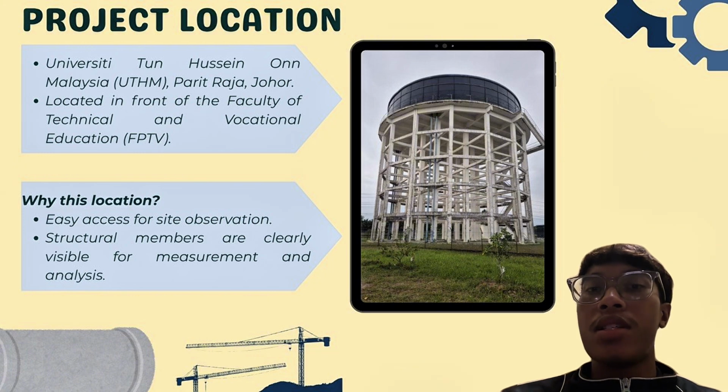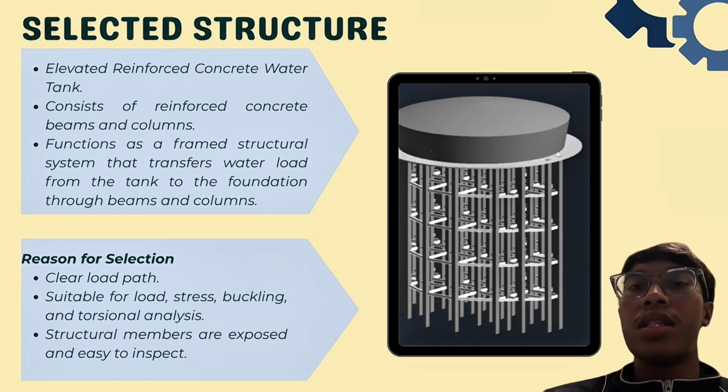Our selected structure is located at Universiti Tun Hussein Onn Malaysia, UTHM Parit Raja Johor, specifically in front of the Faculty of Technical and Vocational Education, FPTV. This location was chosen because it provides easy access for site observation and data collection. In addition, the structural members such as columns and beams are clearly visible, allowing accurate measurements and analysis to be carried out. The selected structure is an elevated water tank, which provides a practical case study for applying mechanics of materials concepts such as load transfer, stress analysis, buckling, and torsion.